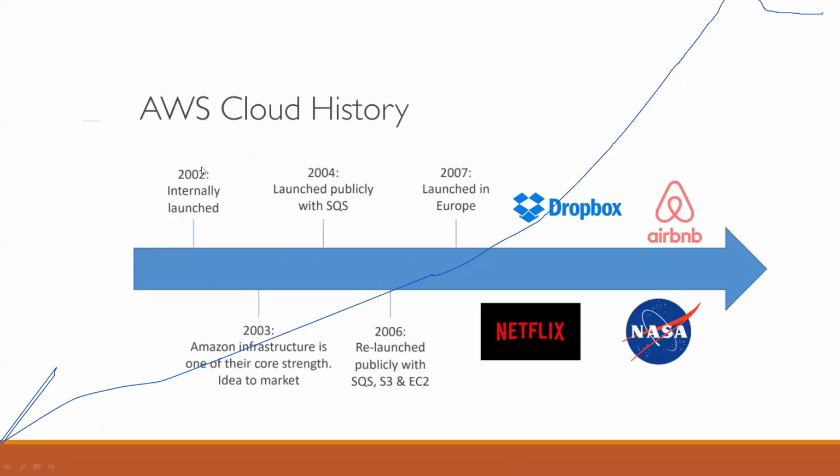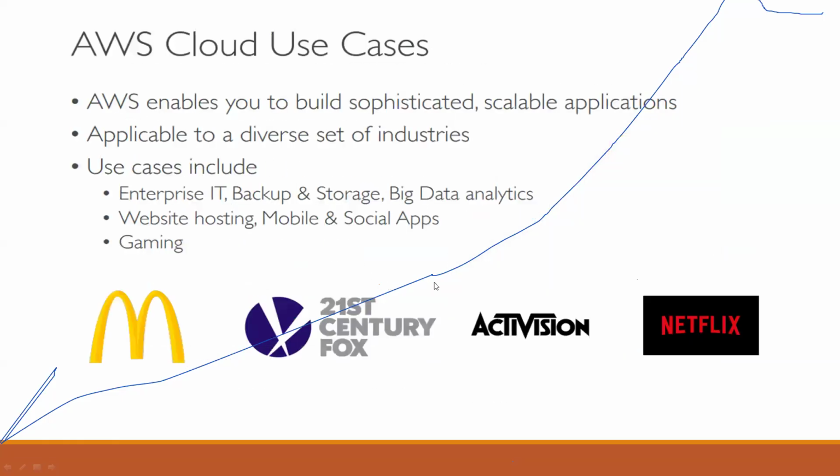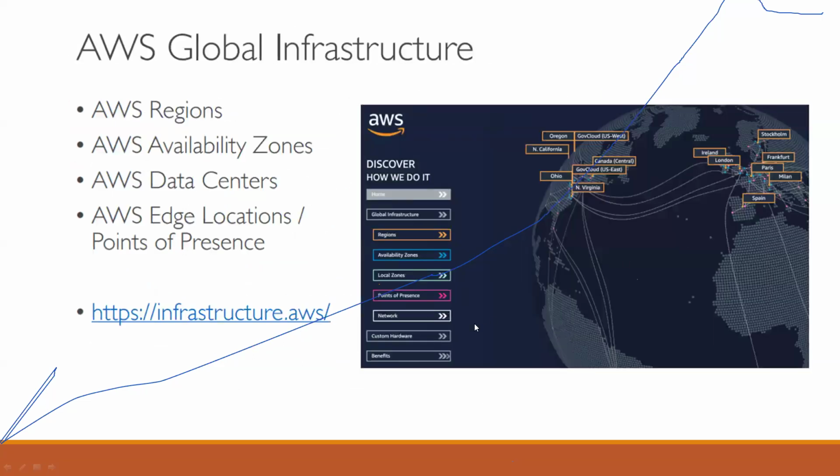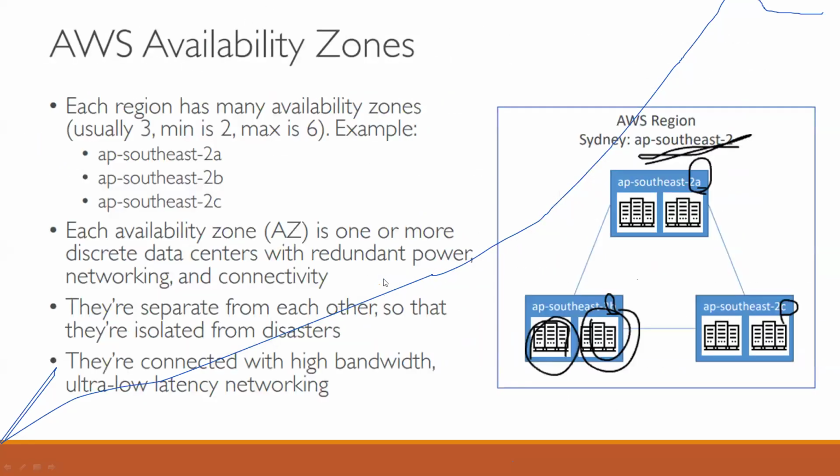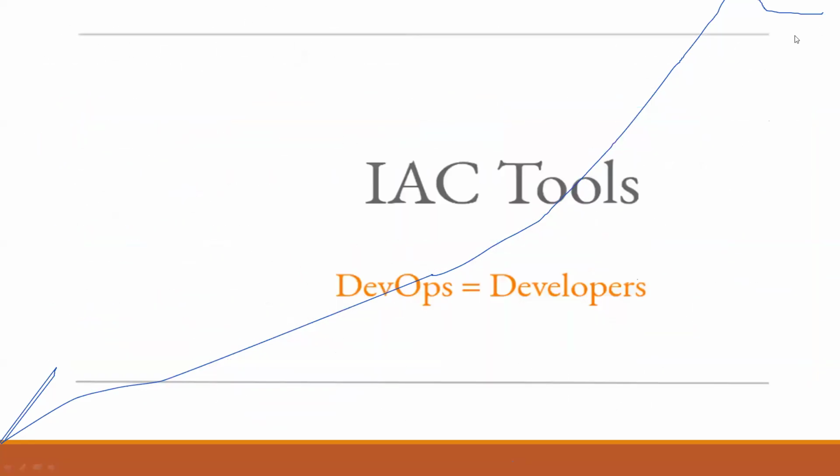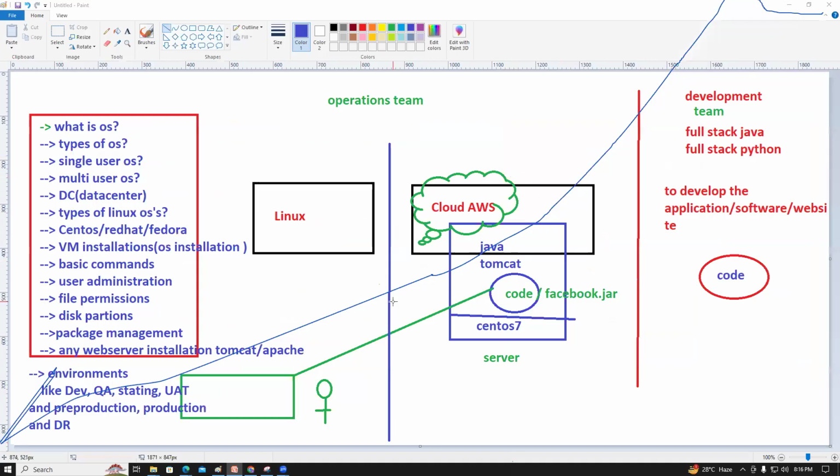AWS cloud history: it was launched in 2002, in 2003 Amazon infrastructure was one of their core strengths, 2004 launched, and in 2006 relaunched AWS. In 2007 it launched with a number of use cases. AWS cloud infrastructure: what is a region, what are availability zones, data centers, edge locations, points of presence? We'll discuss these in this course. Now you understood what we are going to cover in this course?